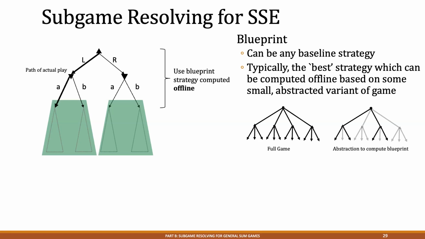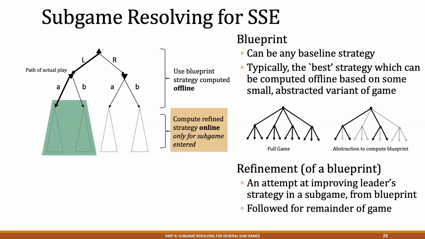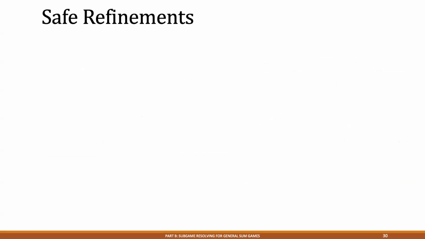And I'm going to follow this blueprint in actual play, right? Not hypothetically, in actual play itself. So I'm going to follow that until I enter a subgame, right? In this case, I took the left path and I entered the left subgame. Once I enter a subgame, I'm going to compute a refined strategy for that subgame and for that subgame only. And this refined strategy is basically an improvement over the blueprint. And I'm going to follow that for the rest of the game. So the main point here is that we're only doing the refinement for that subgame and not the subgame on the right, only the one that we enter in practice.